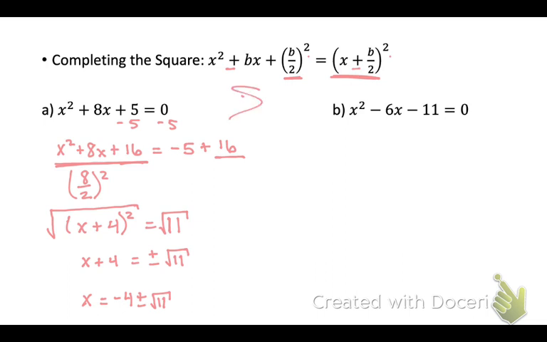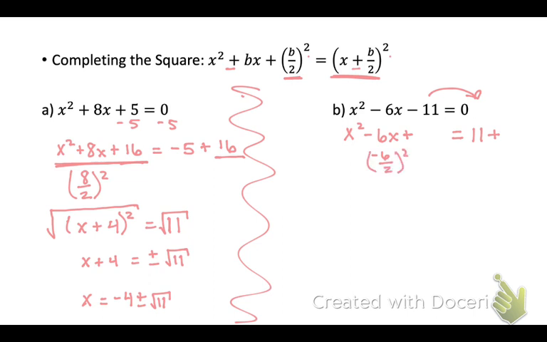So let's do it again. So first thing we did was what? We moved 11 over, right? So x squared minus 6x plus, it's always going to be plus because when we square it, it's going to be positive, right? And then 11 plus negative 6 over 2, negative 3 squared is 9. So 9 and 9.